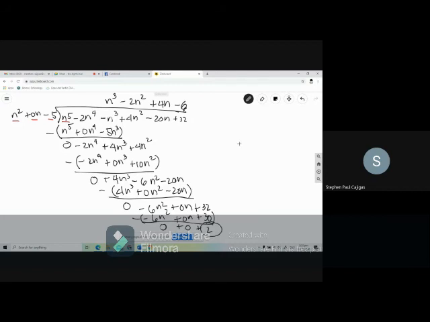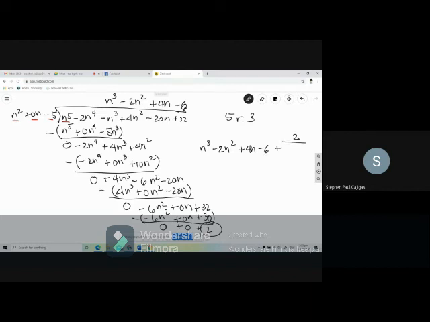In arithmetic, when we have a remainder, for example if the answer is 5 remainder 3, we write it like that if we are not using decimals. But with this algebra, what we will be doing is writing the final answer n cubed minus 2n squared plus 4n minus 6. The remainder is written as plus 2 over our divisor, n squared minus 5.